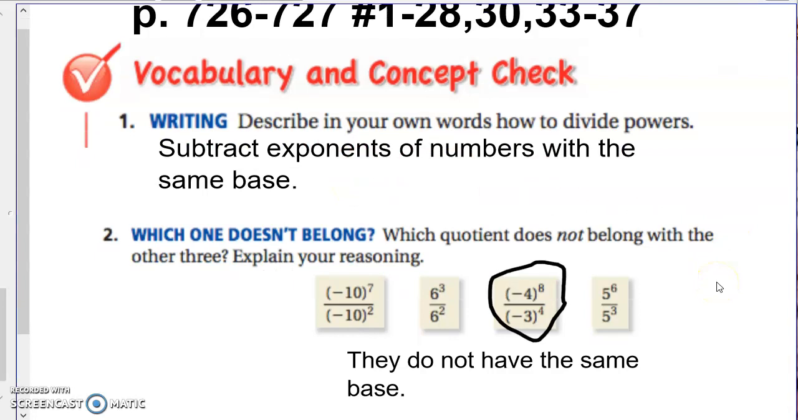Question number 2 says, which quotient does not belong with the other 3? And the one that does not belong is this one right here. The reason this one doesn't belong is because they do not have the same base. I can't subtract those exponents to simplify because my bases are different. This one has a base of -4, this one has a base of -3, so I can't do that. I could do that for the other 3, but not for this one.